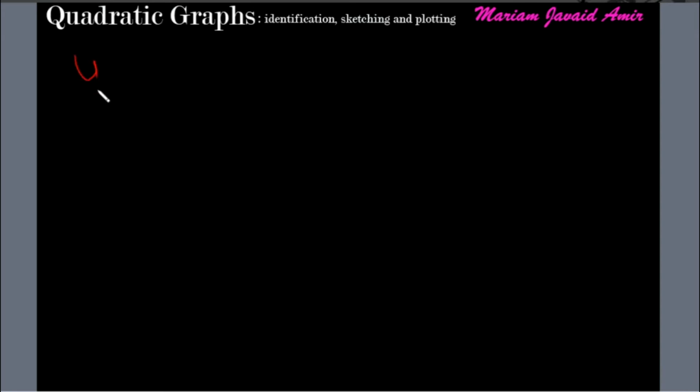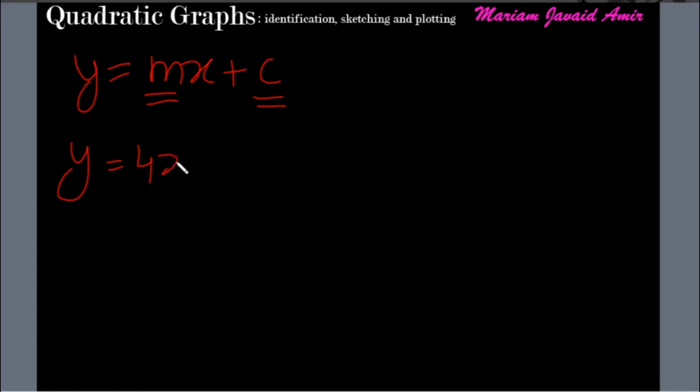A linear equation is y equals mx plus c, the general form of a linear equation, where m is the slope and c is the y-intercept. So for the equation y equals 4x plus 3, the slope will be 4 and the y-intercept would be 3. Now when the slope is positive, the line is supposed to look like this.